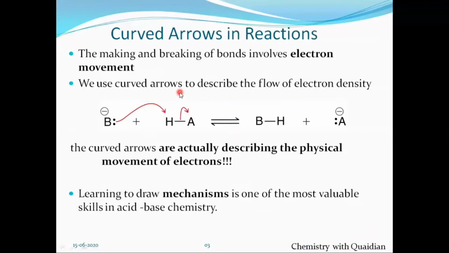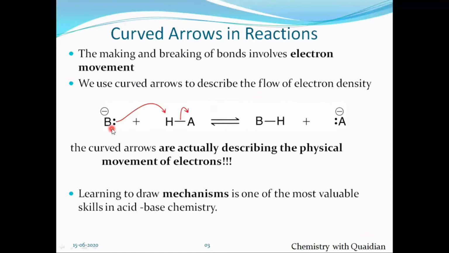Now curved arrows. We are using the curved arrows in acid-base chemistry. What do curved arrows show? The making and breaking of bonds in acid-base chemistry involve electron movement. We use curved arrows to describe the flow of electron density.